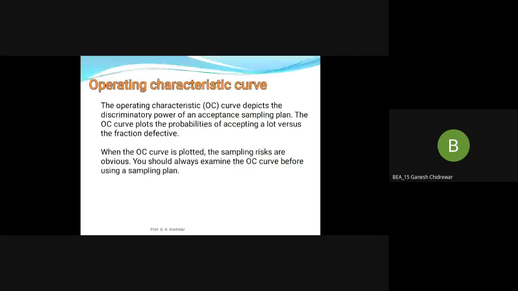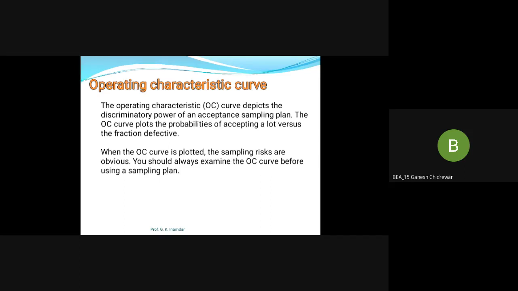Now, in acceptance sampling, the operating curves are there. The operating curve is another tool for quality control. The operating characteristic curve depicts the discriminatory power of an acceptance sampling plan. The OC curve plots the probability of accepting a lot versus the fraction defective. Here in acceptance sampling we have to use the OC curve.